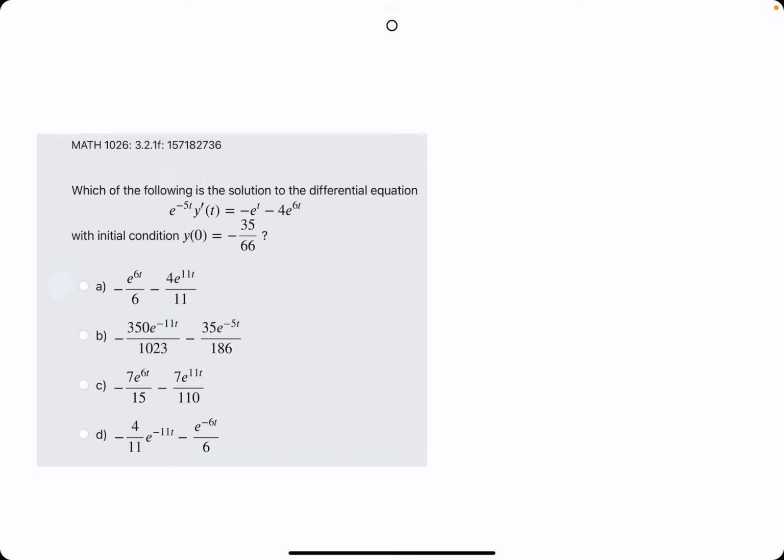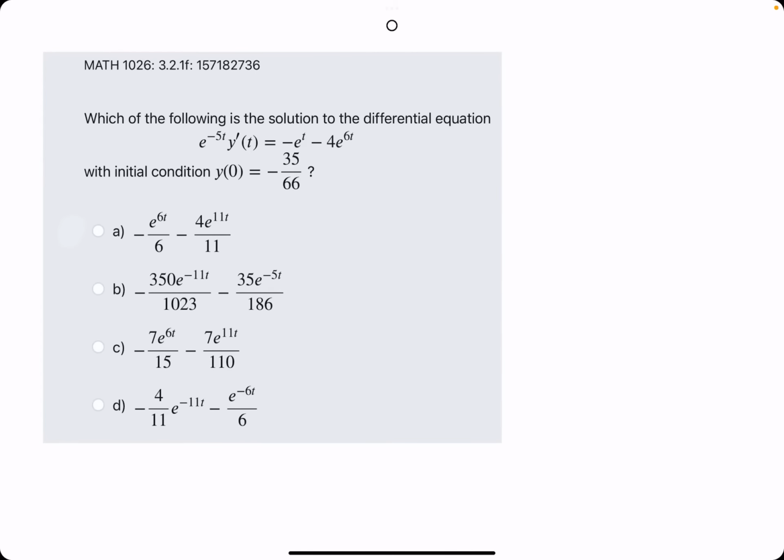Okay. In this problem, we are given a differential equation, and the goal is to identify what y is. So, in some form or another, we're going to find an antiderivative, tack on a plus c, and then use the initial condition to solve for said c value. So, what's the difference here? The first step is the difference.